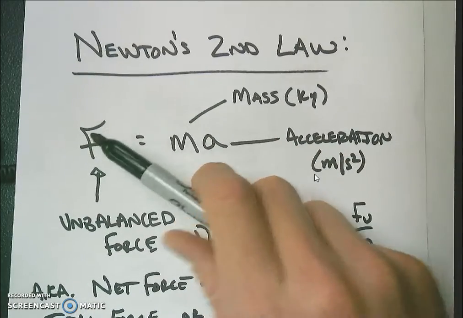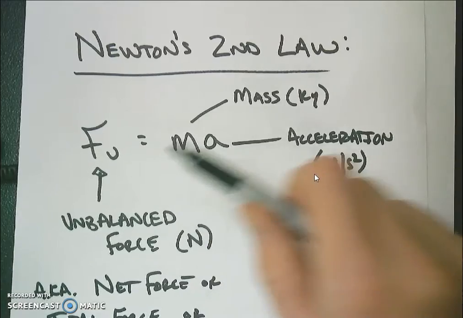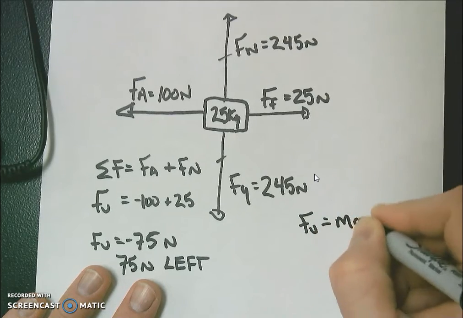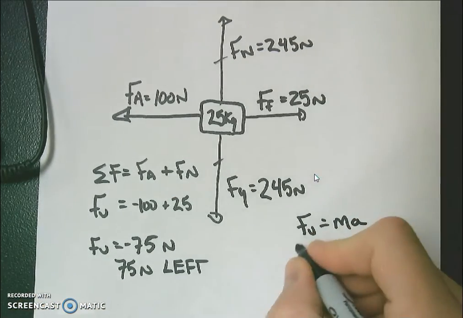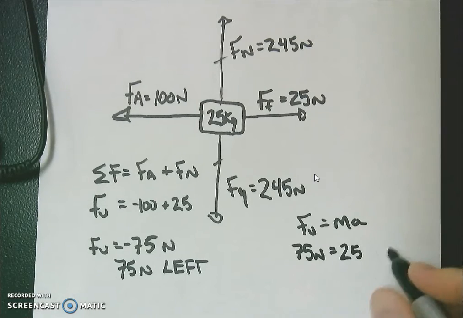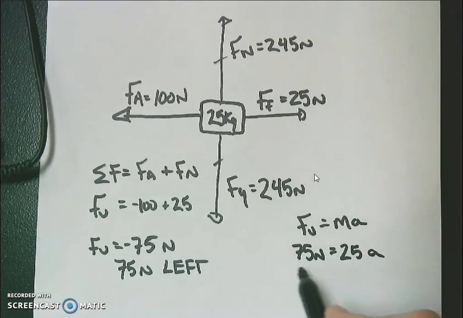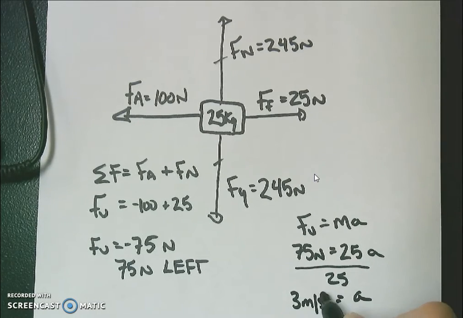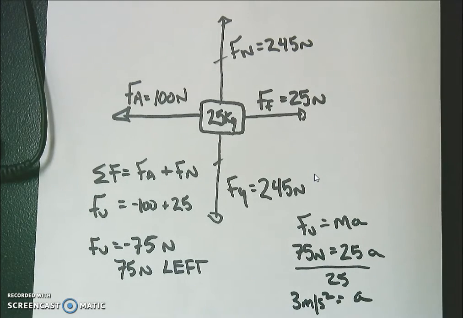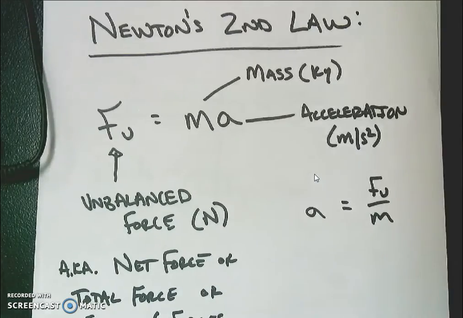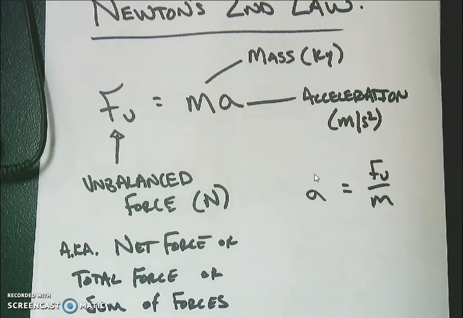The power of this equation isn't to find the unbalanced force, it's to relate force to the way something moves. We know this object is going to accelerate based on Newton's second law. Our unbalanced force of 75 newtons equals my mass, which is 25, times my acceleration. If I divide both sides by 25, my acceleration ends up being 3 meters per second squared. So that's an example of how we can take information from a force diagram to find an unbalanced force and then apply it to find how the object accelerates.